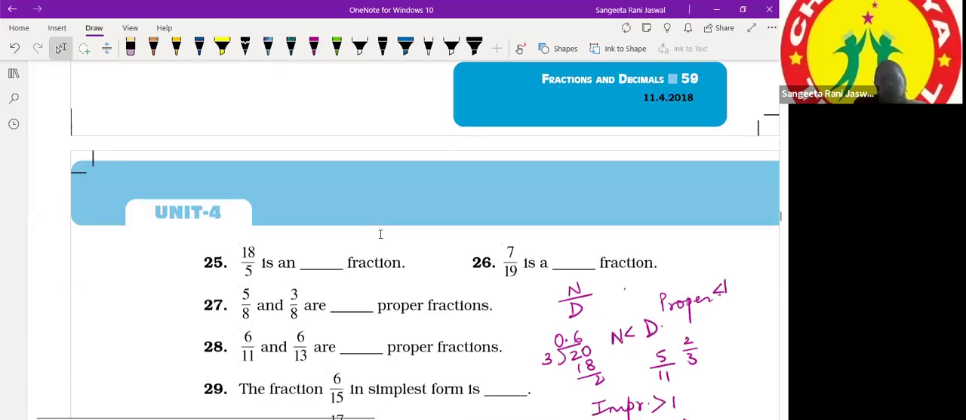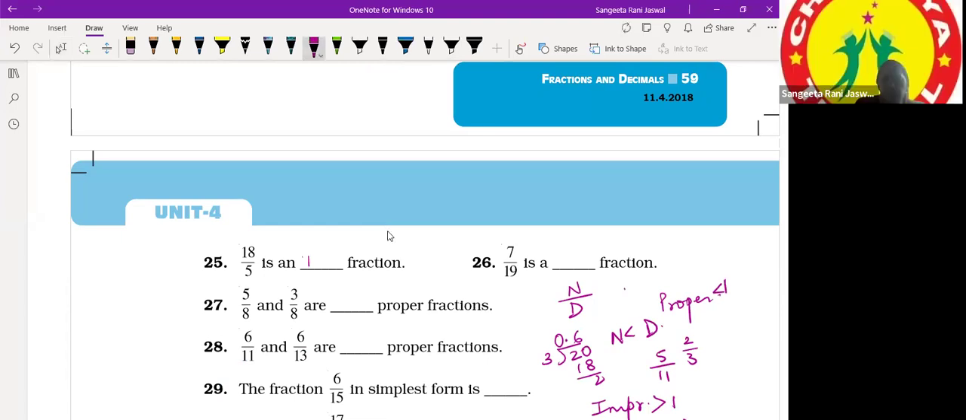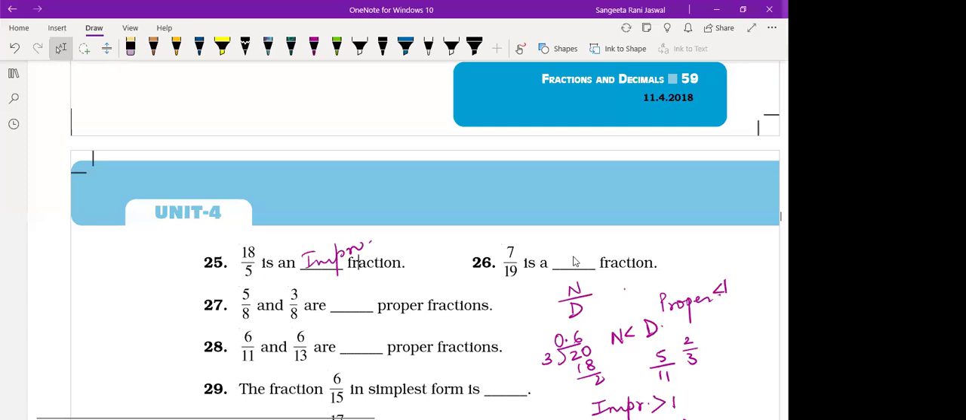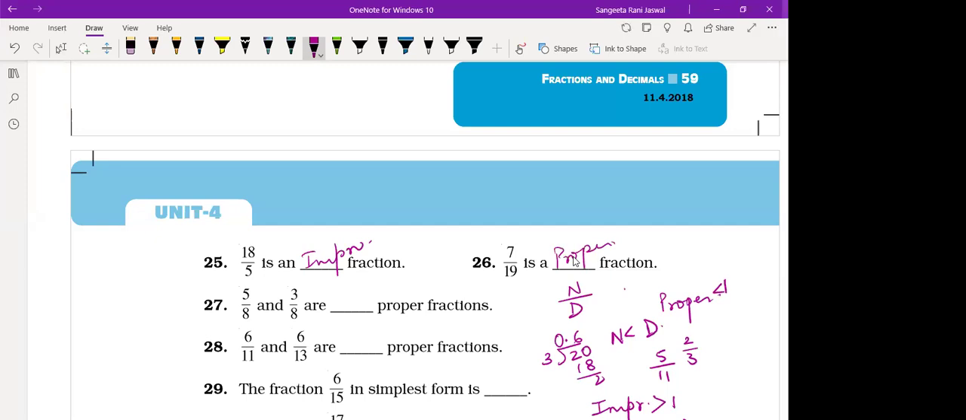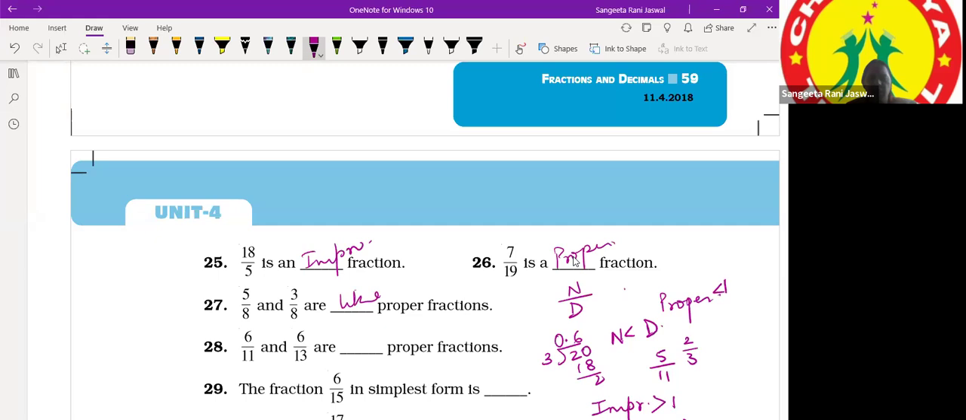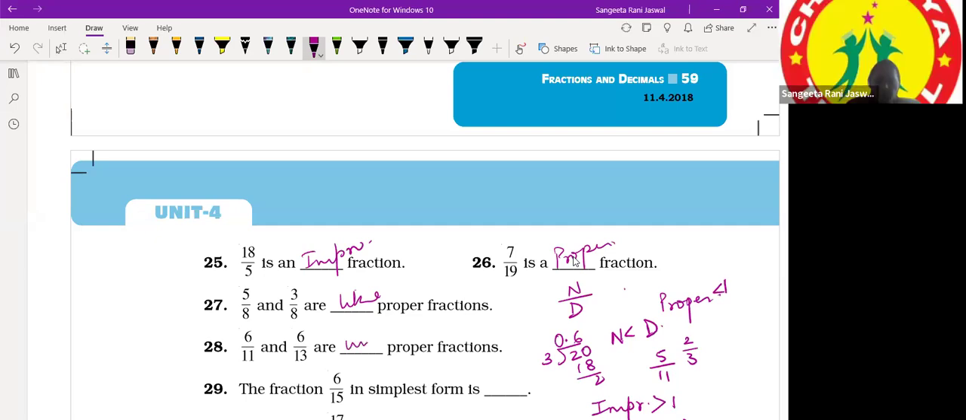Okay, next one. 18 by 5 is a dash fraction. Proper fraction. This is an improper fraction. Okay. 7 by 19 is what? Proper fraction, ma'am. Very good, proper fraction. 5 by 8 and 3 by 8 are dash proper fractions. Like fractions, ma'am. Yes, these are like. 6 by 11 and 6 by 13 are dash proper fractions. Unlike fractions. So these are unlike.